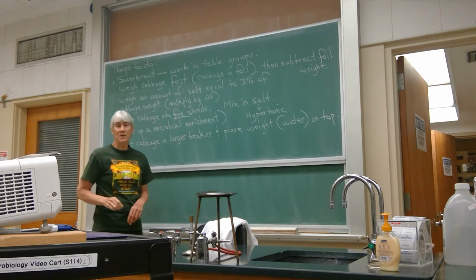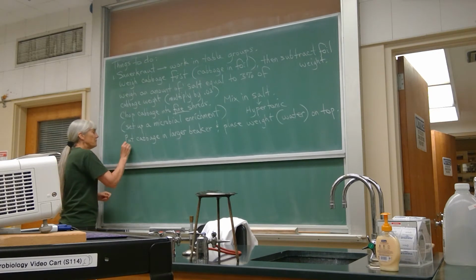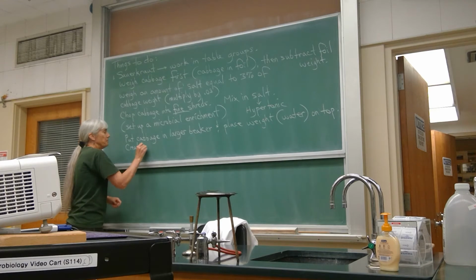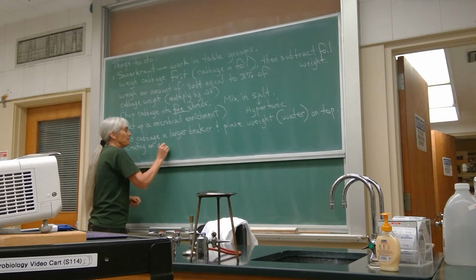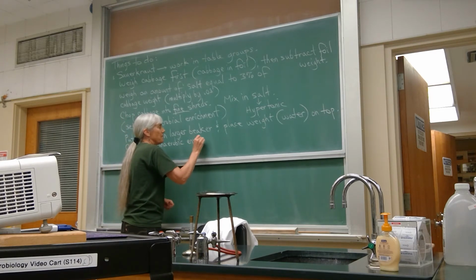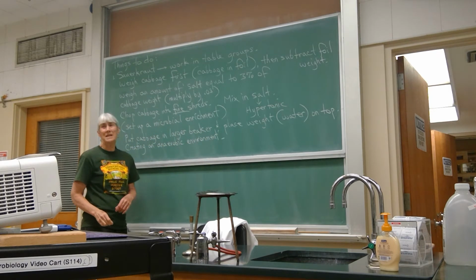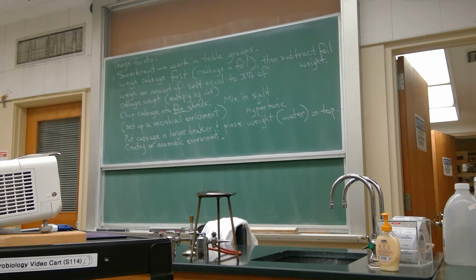If we've created a hypertonic environment, water's going to come out of the cabbage, and it's going to come up between the 2 beakers, and we're going to have an anaerobic environment. What kind of metabolism is going to happen in an anaerobic environment? Well, according to the information I'm giving you, and what we're talking about tonight. Fermentation, right?